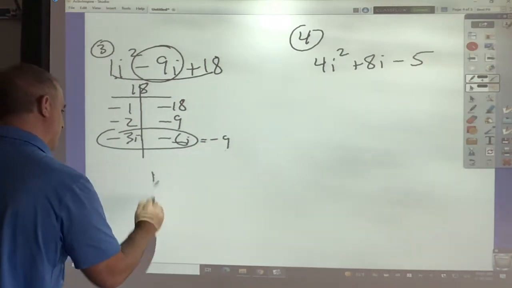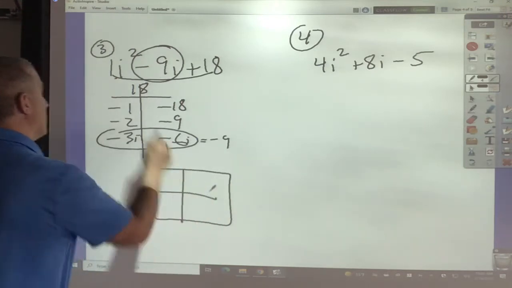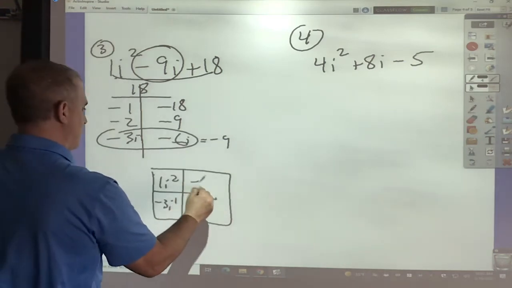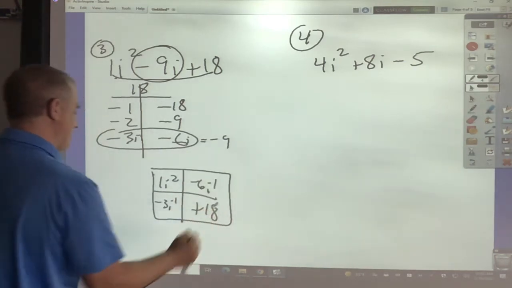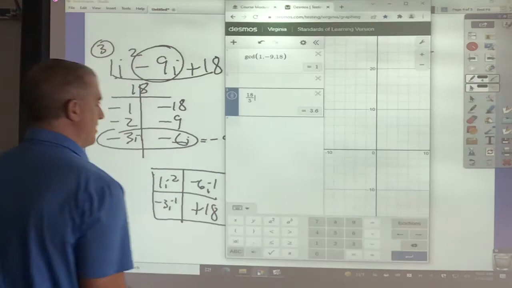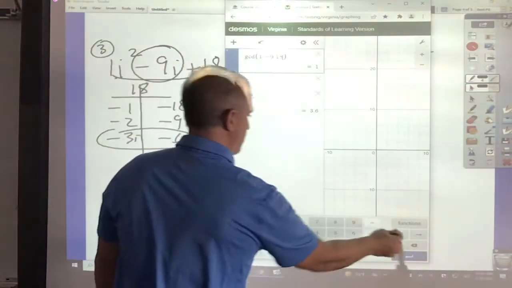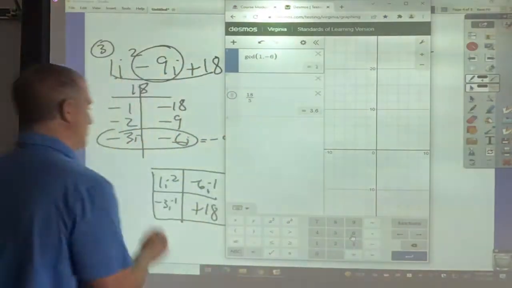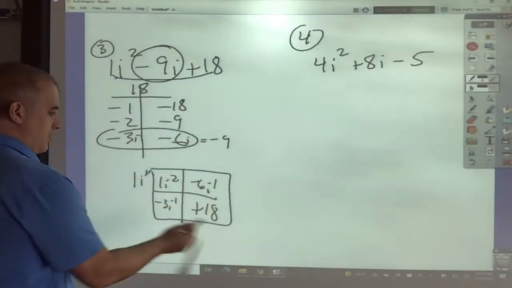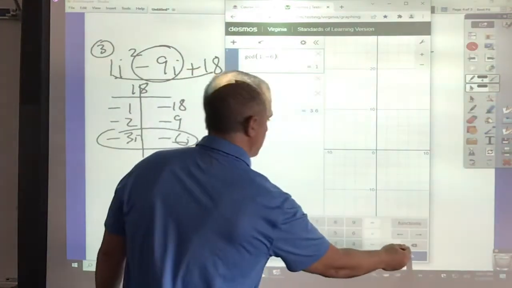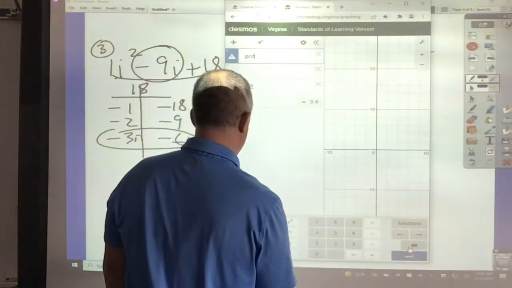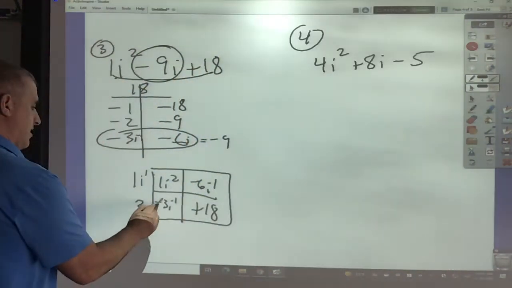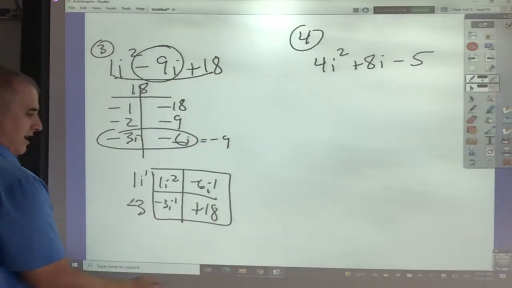So when I make my box, I got 1i squared minus 3i to the first minus 6i to the first plus 18. And then I'm just doing GCFs. Piece of cake. 1 and -6, which would be 1. They both have i to the first. -3 and 18, that is 3. That is a minus, so that would be a minus. Then I go 1 and -3.